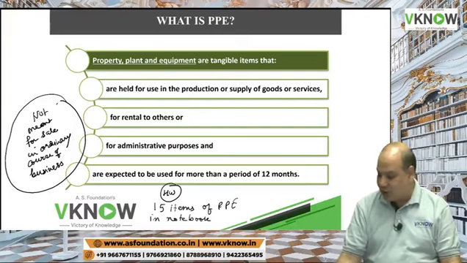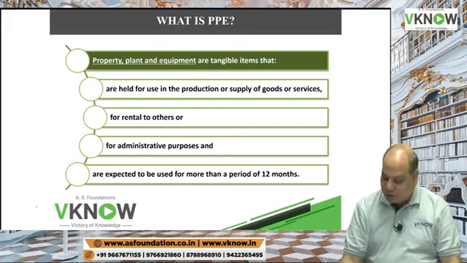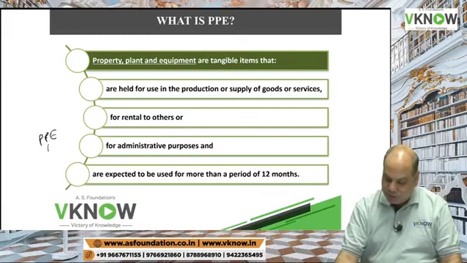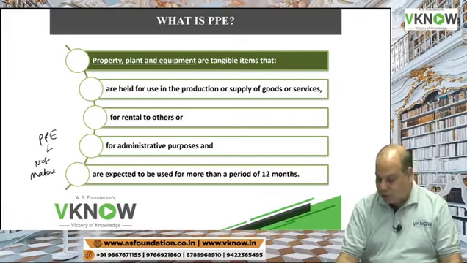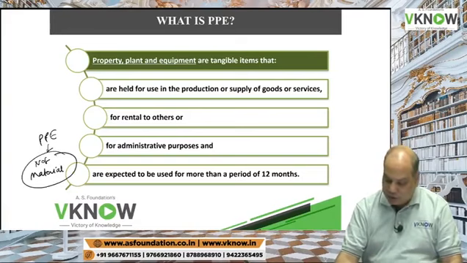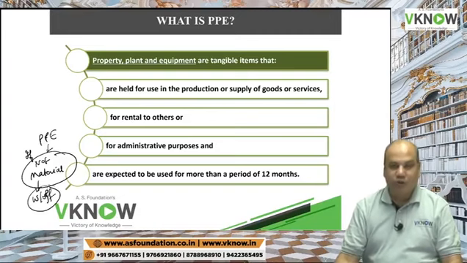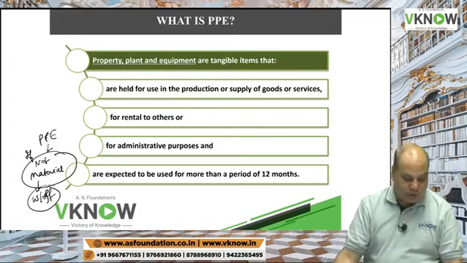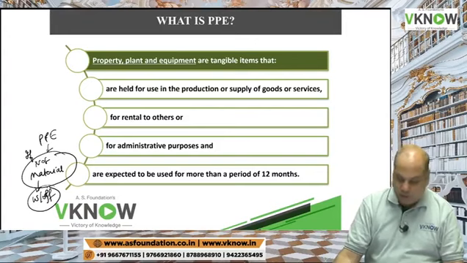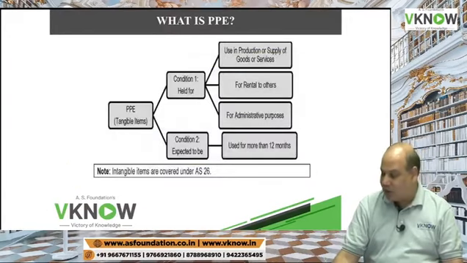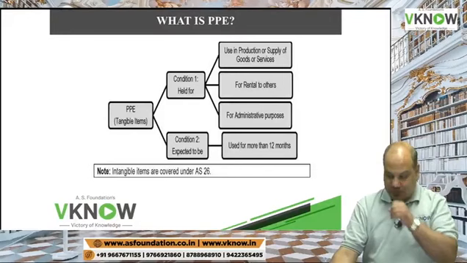Answer for calculator: the calculator is PPE, but if the amount is not material, then you can write it off in the same year. If the item is not of material value, then you can write it off in the same year. So a mobile phone is also PPE.